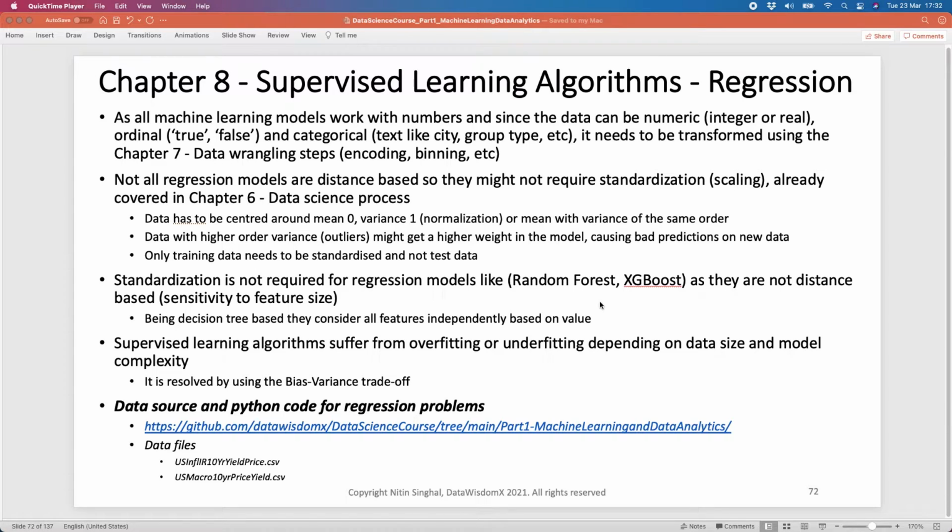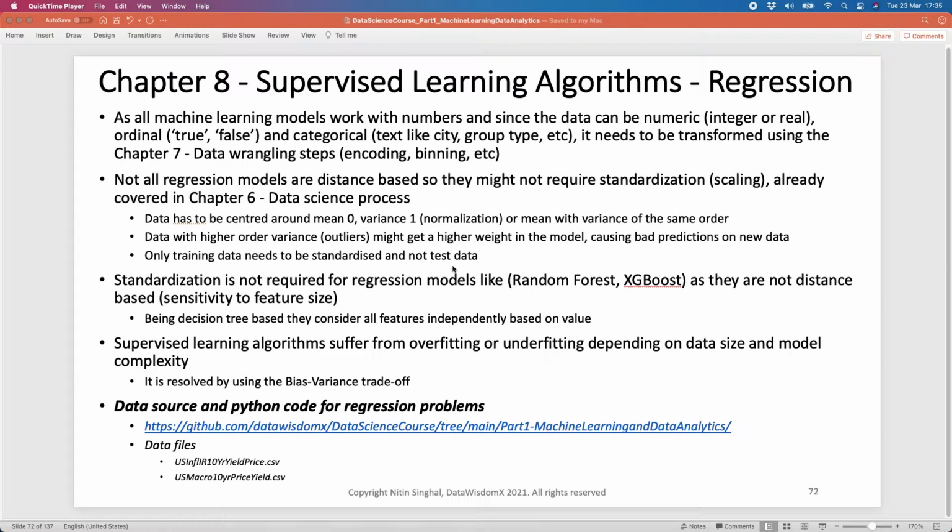And one last thing to mention is that within supervised learning algorithms and even in other algorithms, you'll find that quite often the model will underfit or overfit the data. And that depends on the data size and the complexity of the model. There is a way to solve this problem by using the bias variance trade-off, and we'll discuss this further in the lecture.